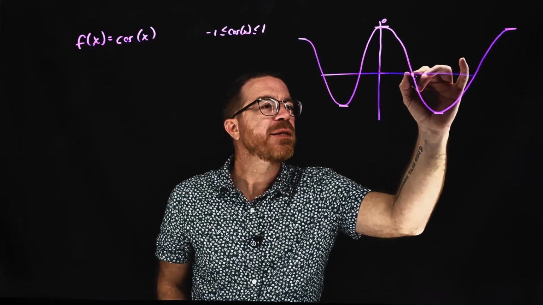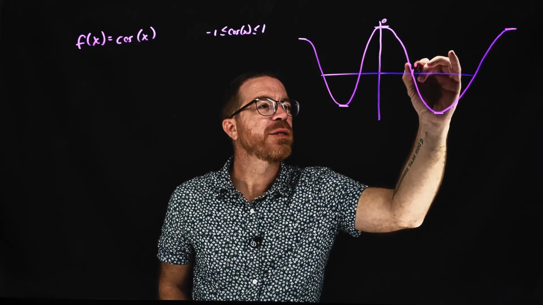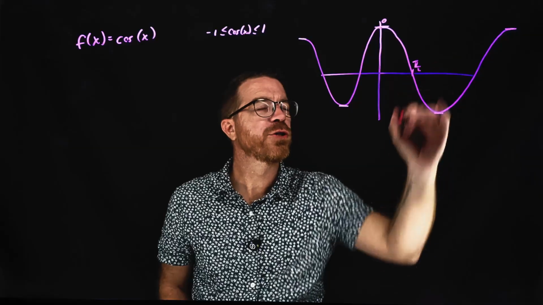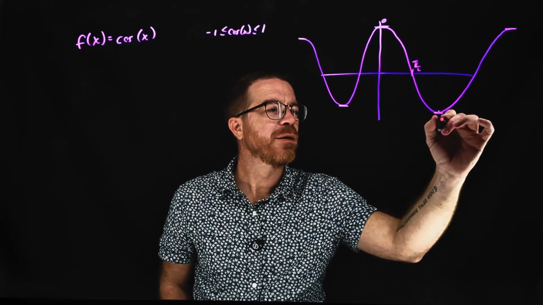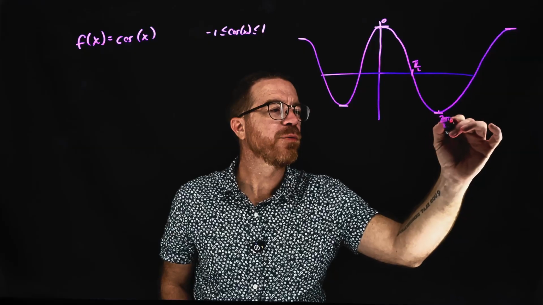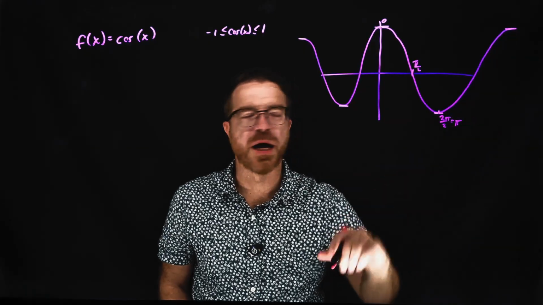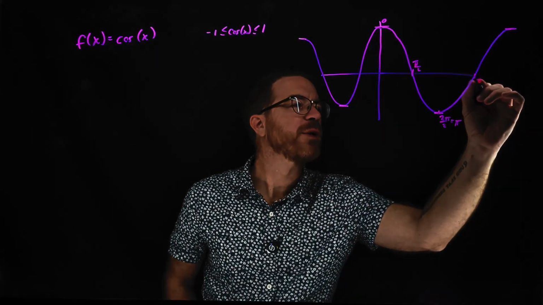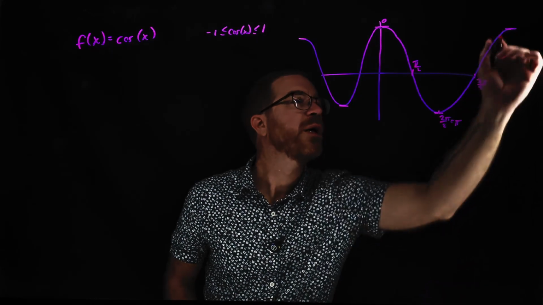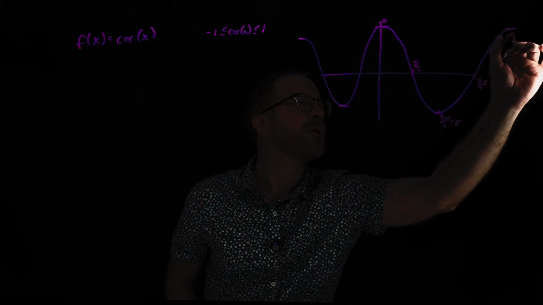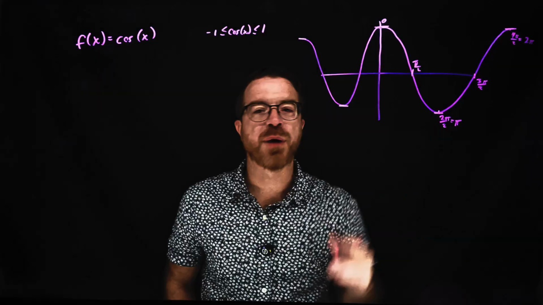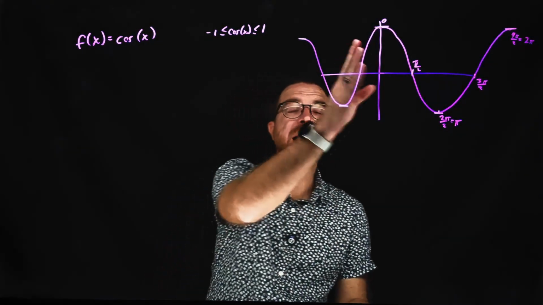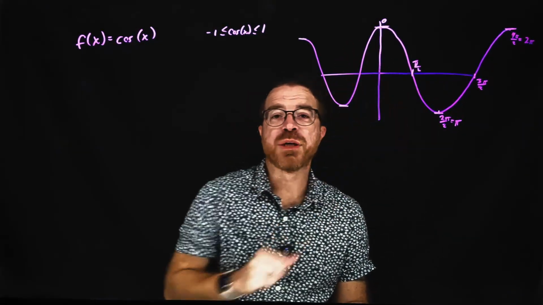And then when it hits 0, this is going to be pi over 2. This point here is going to be at 2 pi over 2, which is just equal to 1 pi. This point here is going to be 3 pi over 2, and then this point here is going to be 4 pi over 2, which is just equal to 2 pi. That means that basically every 2 pi, this is going to be a maximum.